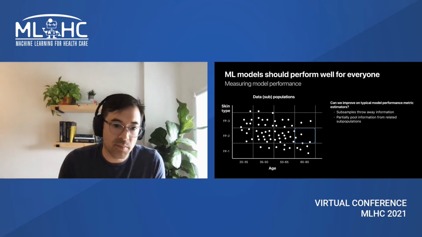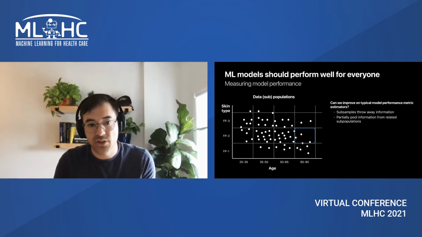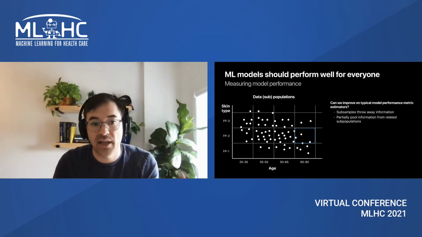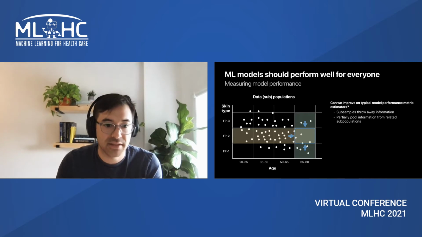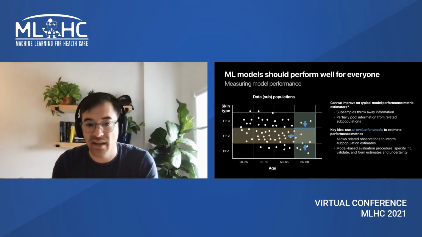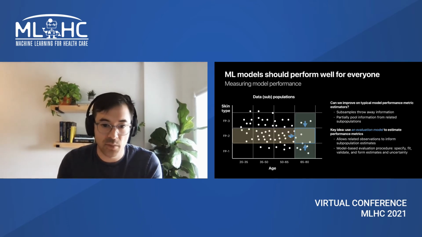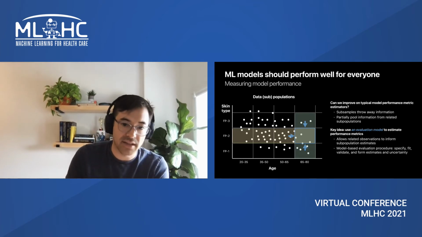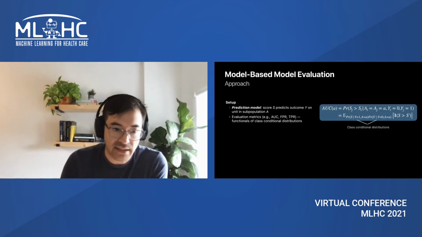So how do we improve upon the typical subsample estimator? Well, first we observe that restricting to a subsample may throw away information, and partially pooling information from related subpopulations could improve estimates. So our idea is to introduce an evaluation model and form model-based estimates of performance metrics. This allows related observations to inform subpopulation metric estimates, and we recommend a procedure for specifying, fitting, and validating these evaluation models.